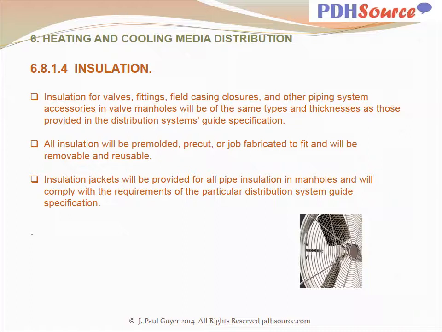Insulation for valves, fittings, field case enclosures, and other piping system accessories in valve manholes should be of the same types and thicknesses as those provided in the distribution system's guide specification. All insulation shall be pre-molded, pre-cut, or job fabricated to fit and will be removable and reusable. Insulation jackets will be provided for all pipe insulation in manholes and will comply with the requirements of the particular distribution system guide specification.